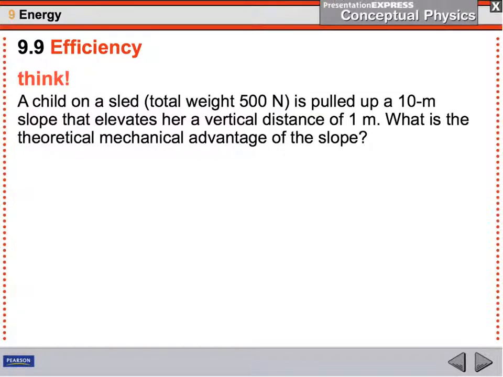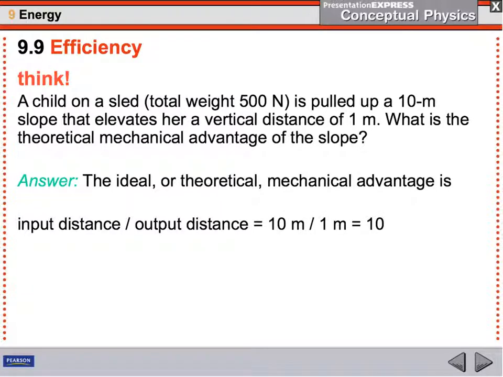Okay, a child on a sled that weighs 500 newtons is pulled up a 10-meter slope that elevates her a vertical distance of 1 meter. What is the theoretical mechanical advantage of the slope? The ideal or theoretical mechanical advantage is the input divided by output. So you put in 10 meters, and she was going to go a distance of 1 meter, so 10 is your ideal or theoretical mechanical advantage.